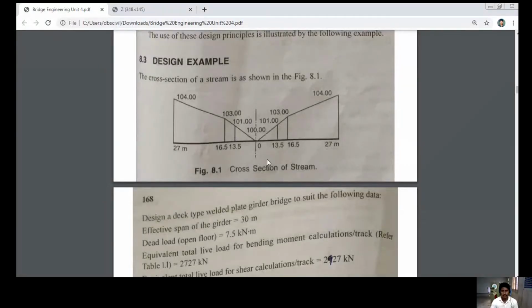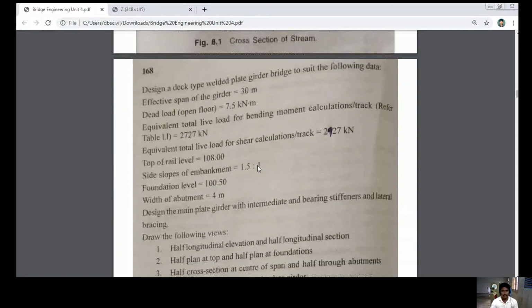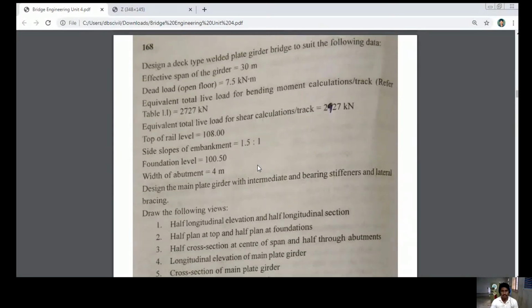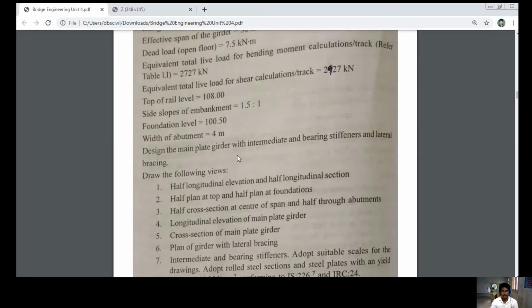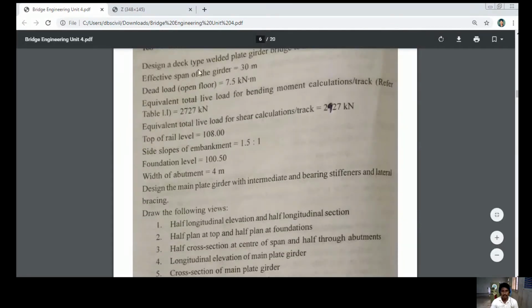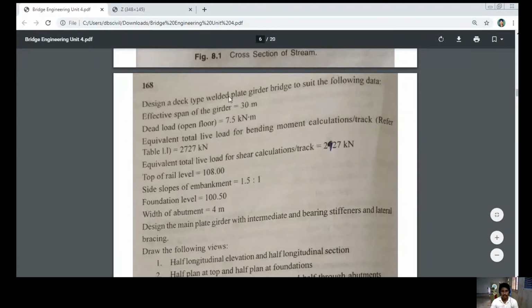Let's see the design of a plate girder, here with an example sum. Okay, let me read the data that is given. We got a problem: design a deck type welded plate girder.